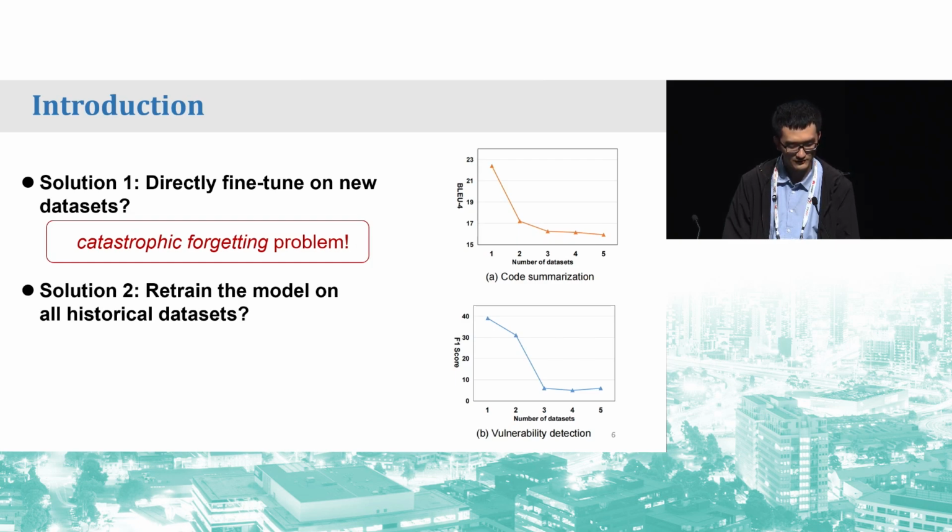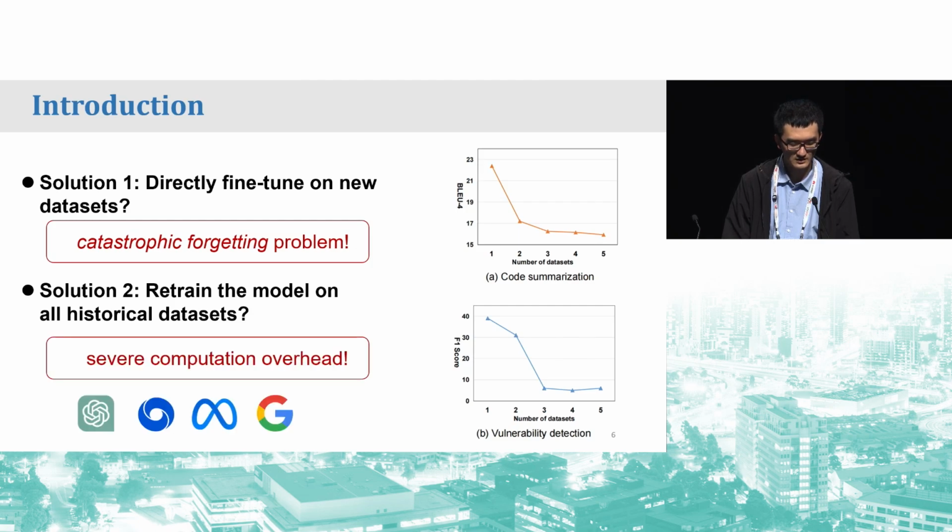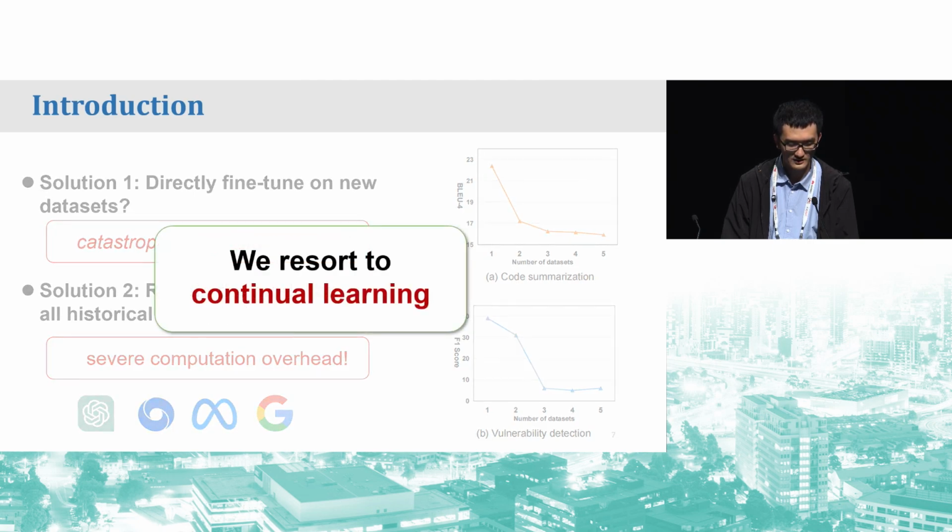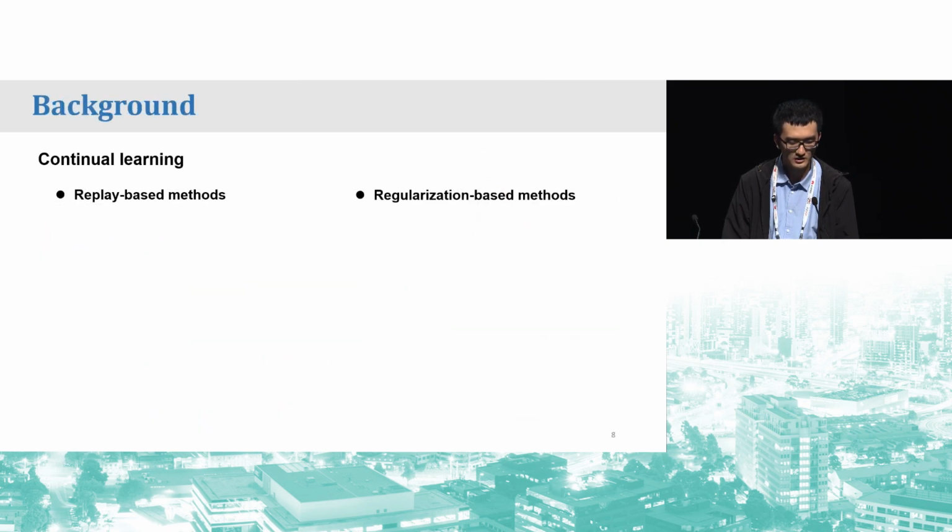Another straightforward solution might be retraining the model on all historical datasets. But this leads to severe computation overhead and is always infeasible in practice. Therefore, in this paper, to deal with this problem, we propose to resort to continual learning. Continual learning is a popular research field in AI that aims at learning without forgetting. And we mainly focus on the replay-based and regularization-based methods in continual learning.